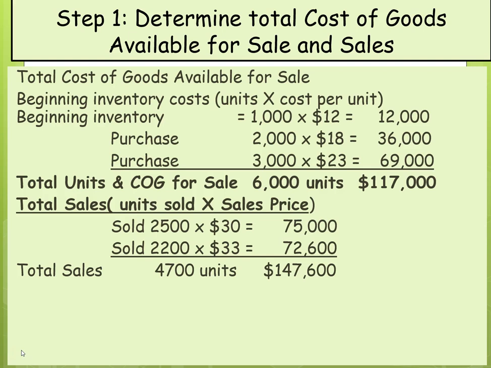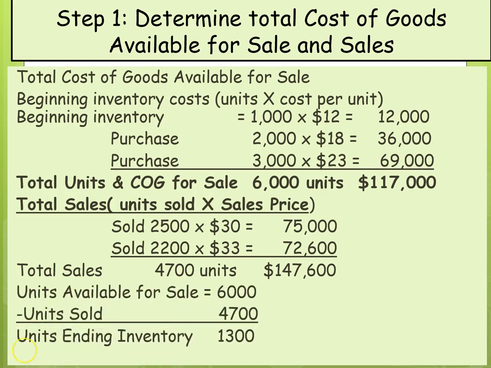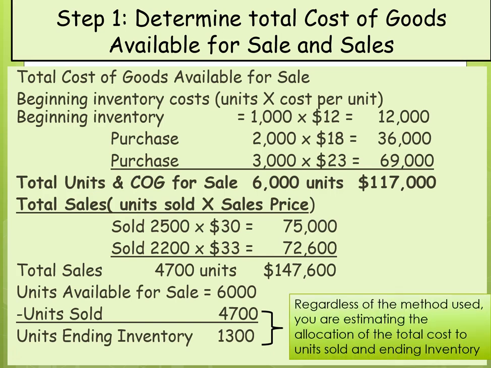Now I have enough information to figure out how many units are ending inventory. What I'm trying to do when I do these methods is allocate the 117 between the units sold and the units in ending inventory. And like I say, we're going to go over 3 methods. You're going to get 3 different answers.